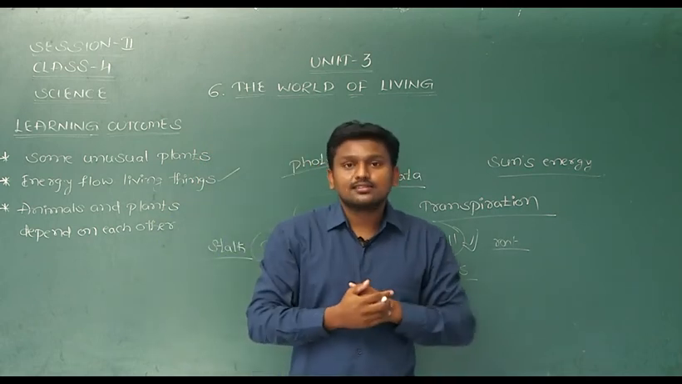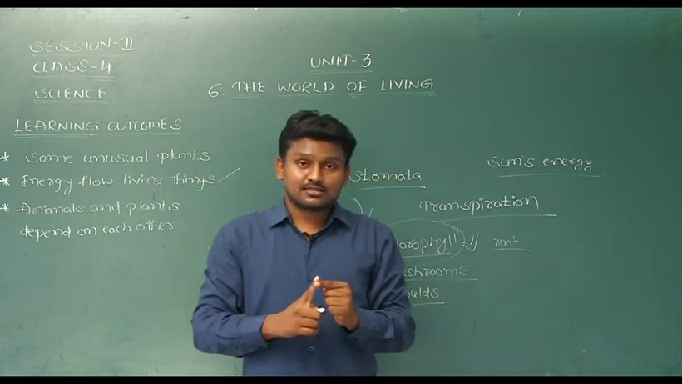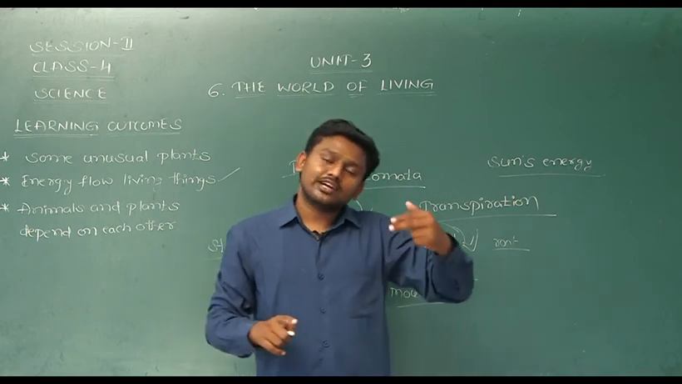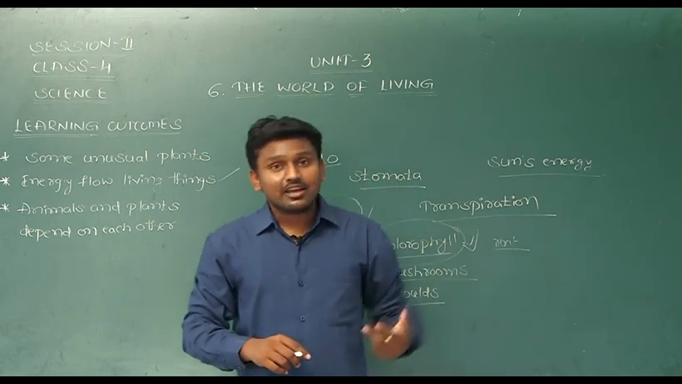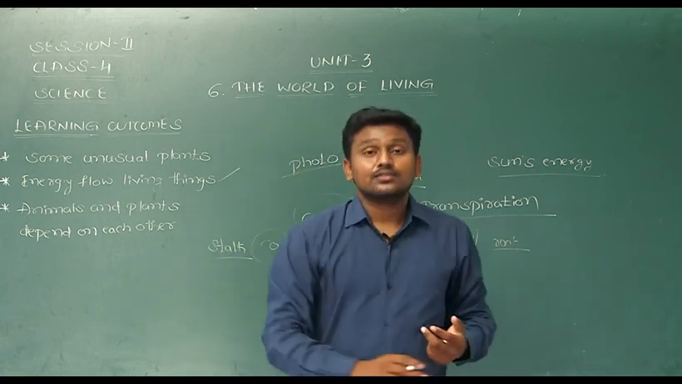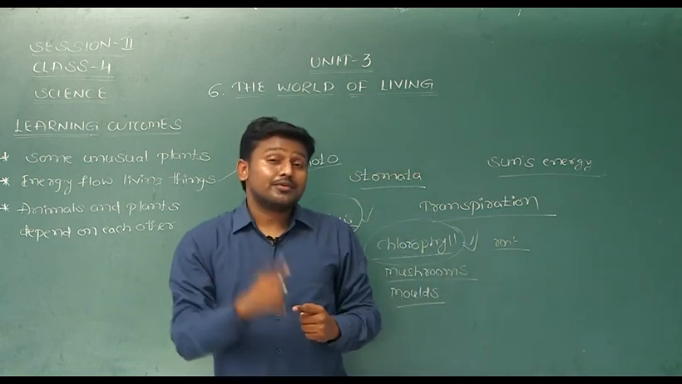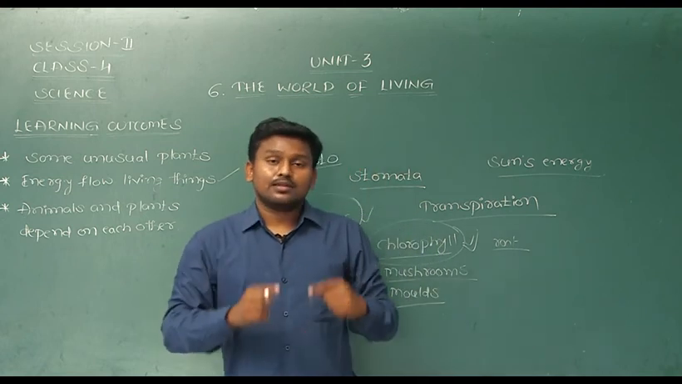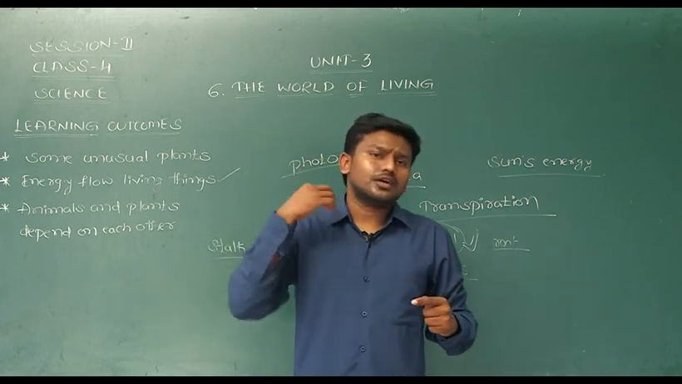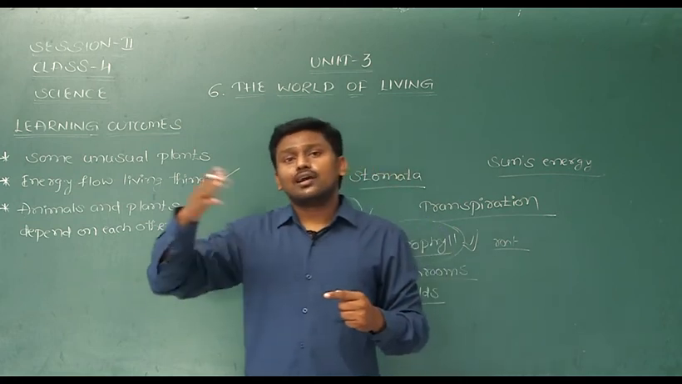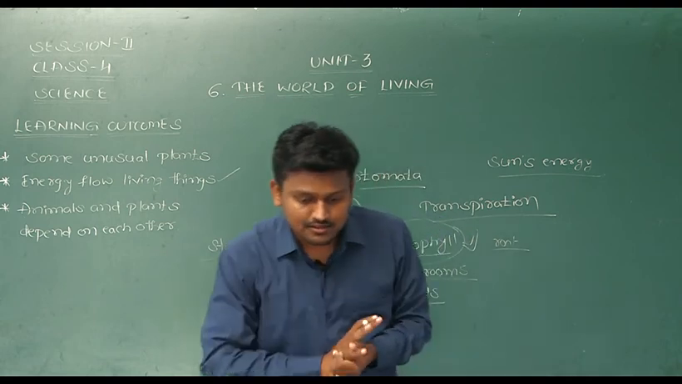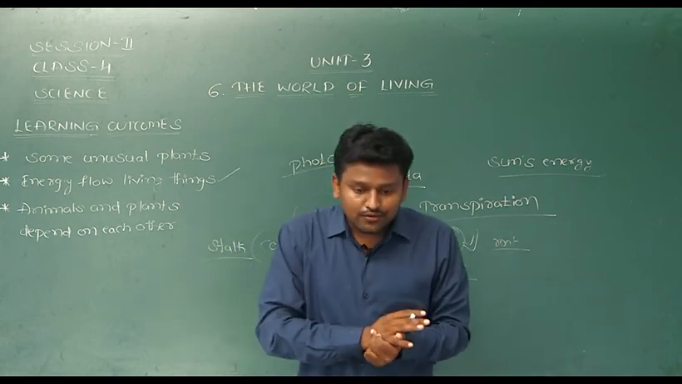Which type of plants? These are non-green plants, because chlorophyll is not present in these plants, so they depend on the dead and decaying matter. Okay. Generally the plants which can produce their own food are autotrophs. The plants which cannot prepare their own food, they depend on others for food, they are heterotrophs. Remember this.